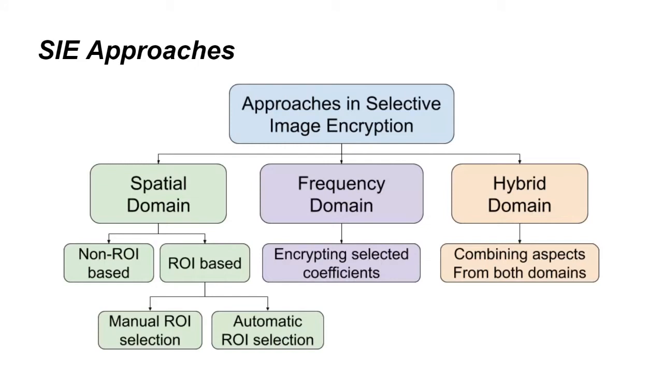So you saw one way we could do selective image encryption, but now let us talk about the various approaches with which you can do that. One of them can be in the spatial domain, one can be in the frequency domain, and another can be in a hybrid domain. Within the spatial domain, we can have non-ROI based methods or ROI based methods. So what is ROI? ROI here stands for region of interest. In ROI based methods, we might manually select the regions of interest. For example, imagine we have a huge wall behind us, and I'm on Google Meet or some video conferencing tool, and we want to encrypt that image.